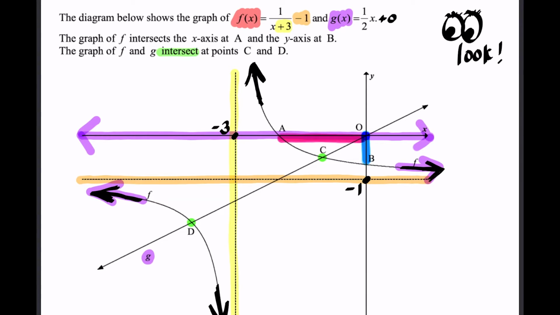Now we have B and A. B is the y-intercept and A is the x-intercept of F. So I'm able to determine what the y-intercept of F would be, and that would give me the coordinate at B, which would enable me to calculate that length. And then A is the x-intercept of the same graph. So if I find the x-intercept, I'll have A's coordinate and then I can find the length.